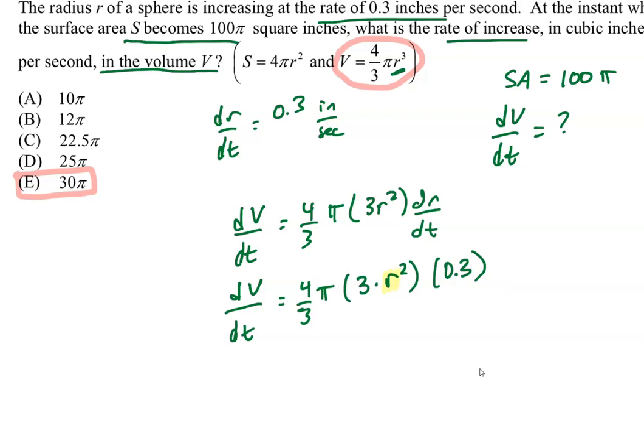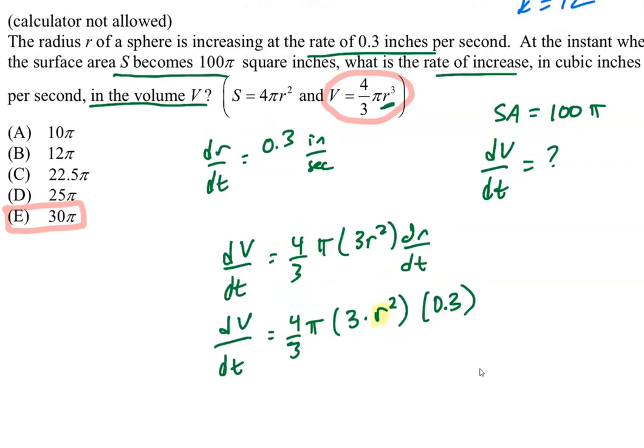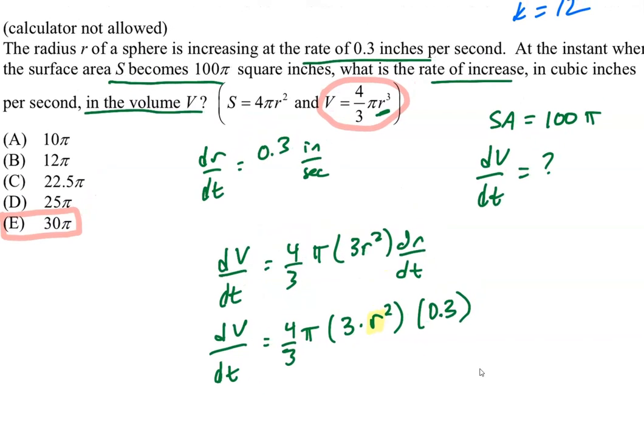So how do I figure out what r is? I got to go back and use some information to figure it out. Now, what information on here have I not used yet? That's dr/dt. Yeah, I haven't used this yet. And I figured they probably told it to me for a reason, right? Okay, this is the surface area right here. It's 4 pi r squared.